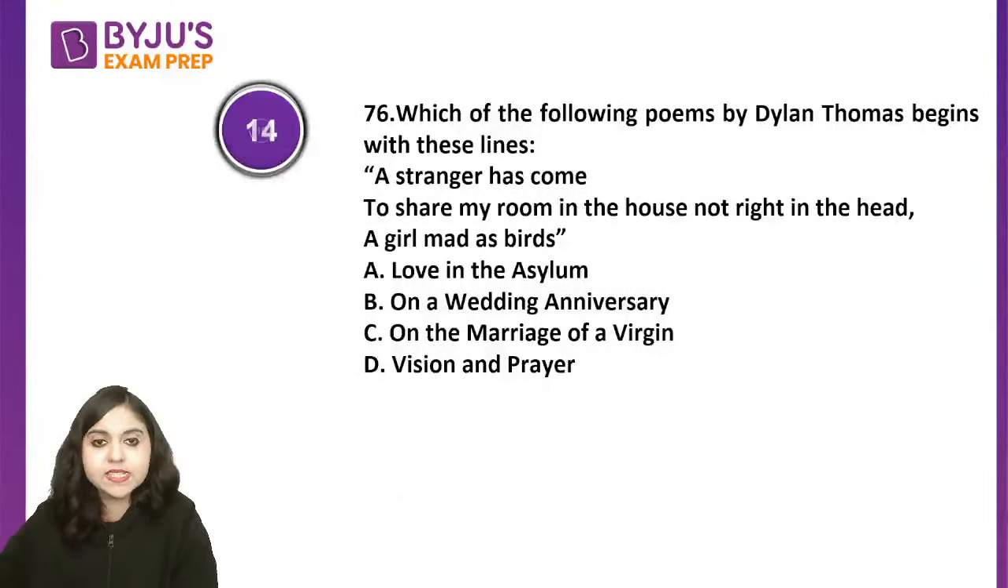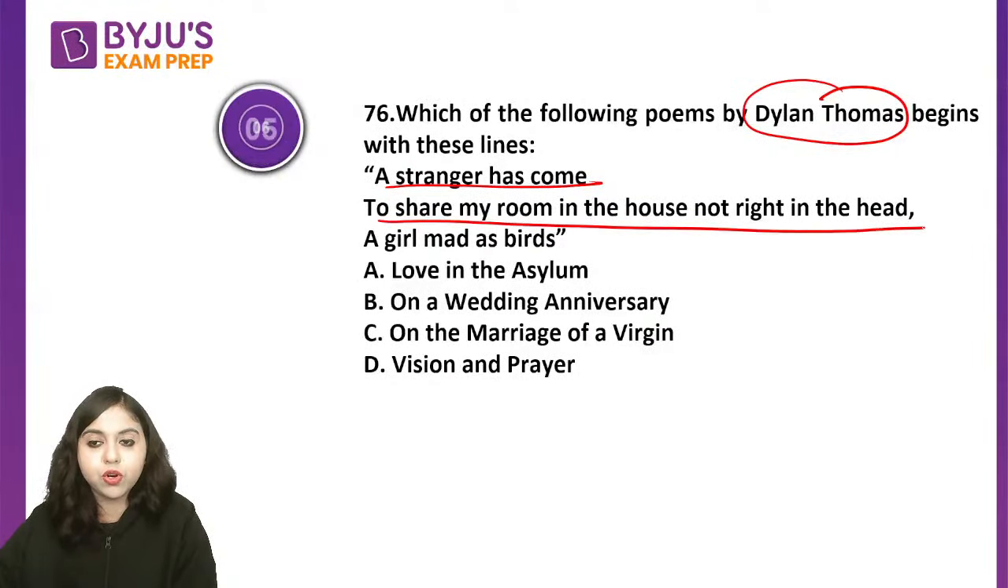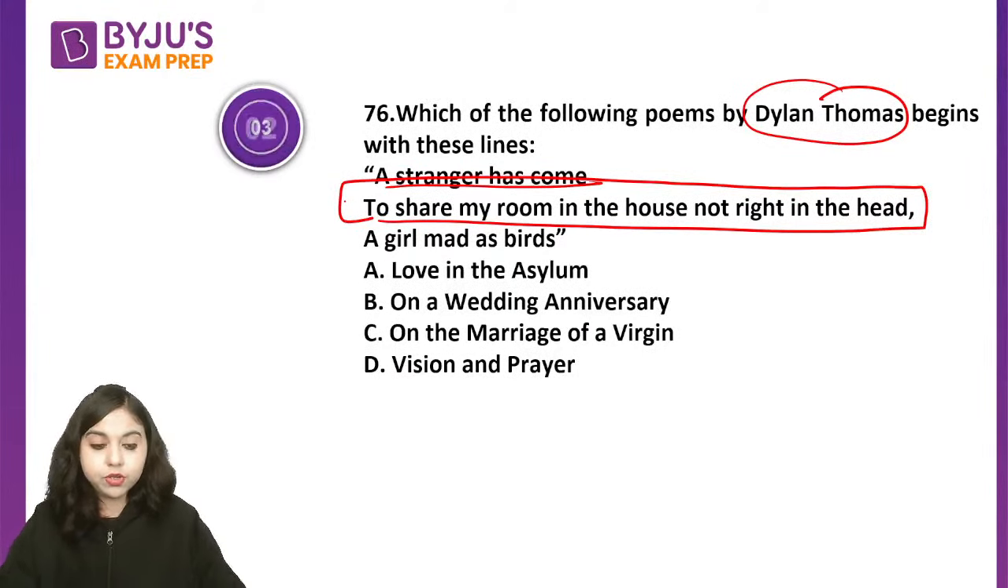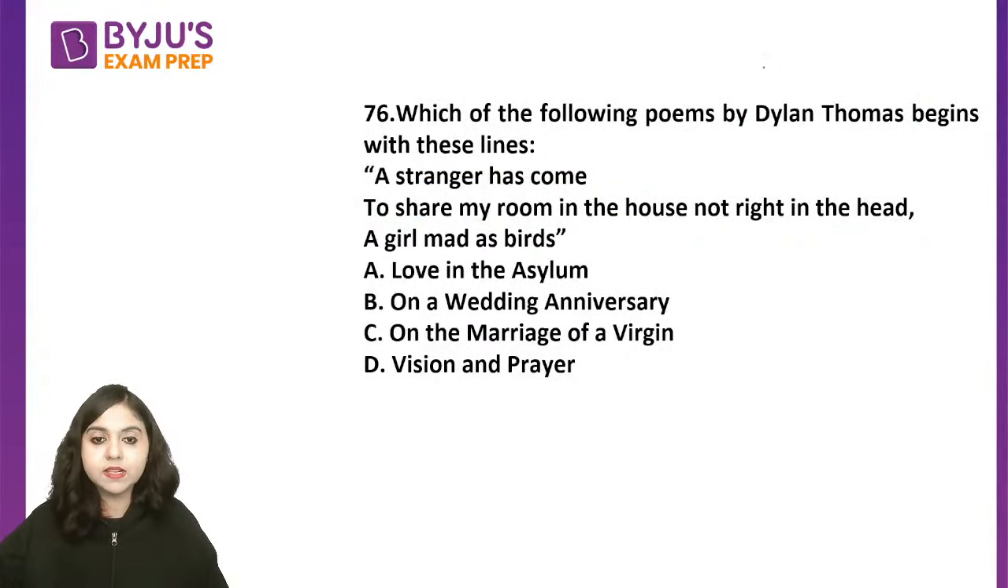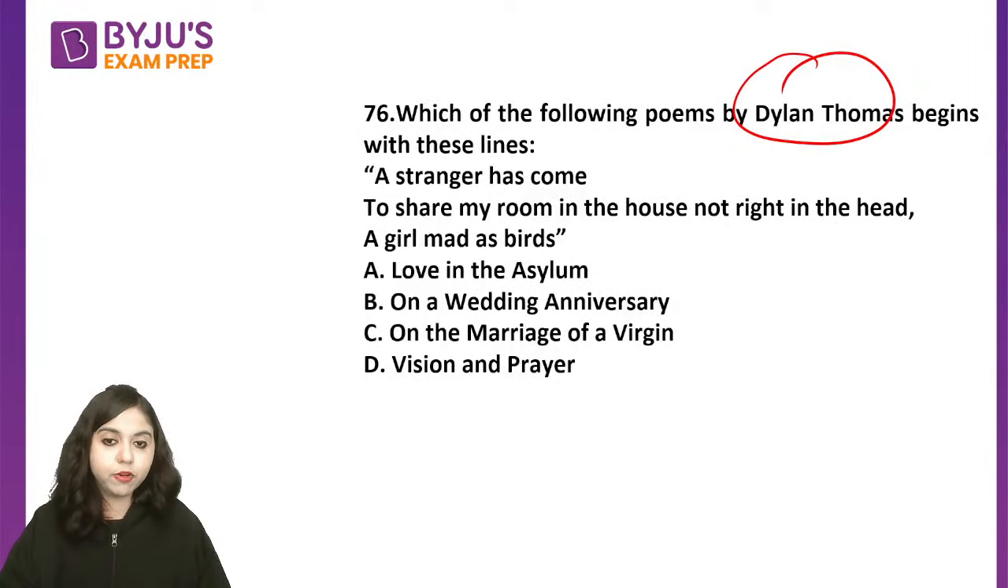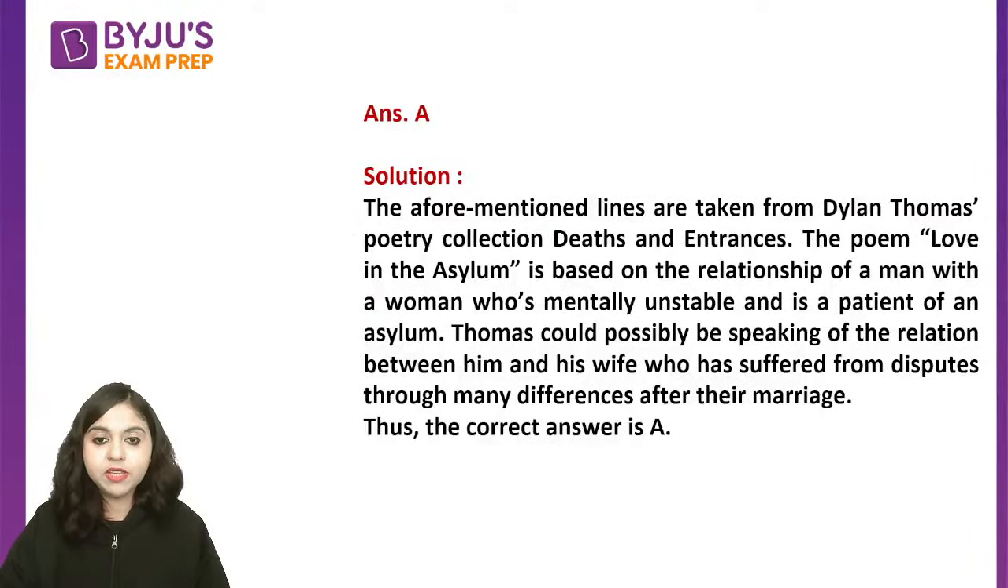Let's just do 5 quick questions and the remaining ones I'll post on Telegram. Which of the following poems by Dylan Thomas begins with the lines, "A stranger has come to share my room in the house not right in the head," "A girl mad as birds"? So where are these lines really taken from? So it's basically Deaths and Entrances, and Love in the Asylum is where you're able to see these lines. Love in the Asylum is a part of the poetry collection called Deaths and Entrances.